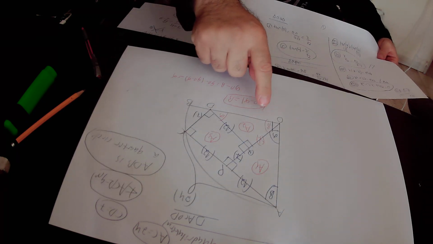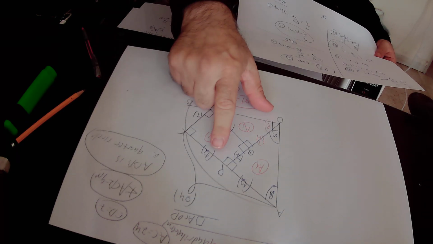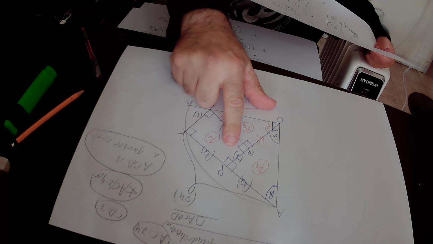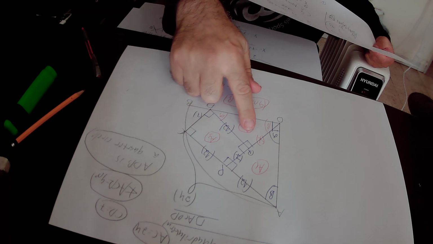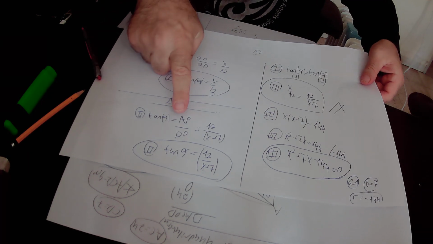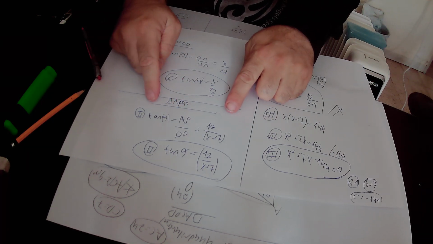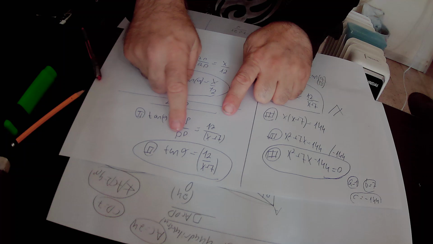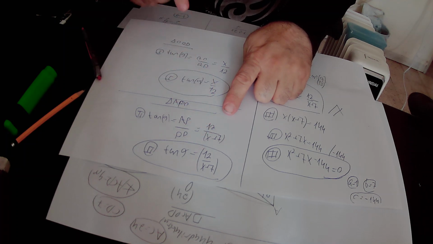And what is the value of PO? It's very easy to see that PO equals PQ plus QO. That is to say, PO equals PQ, that is 7, plus QO, that is x. So in total, PO equals x plus 7. Therefore, we substitute PO by x plus 7. So in total, we found out that in the right triangle APO, according to equation number 2, tangent alpha equals 12 over x plus 7.